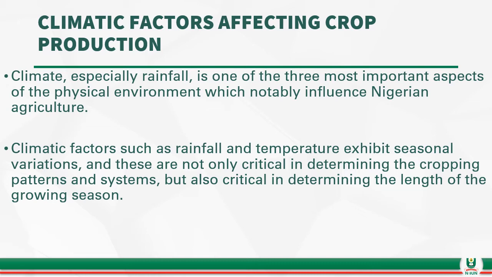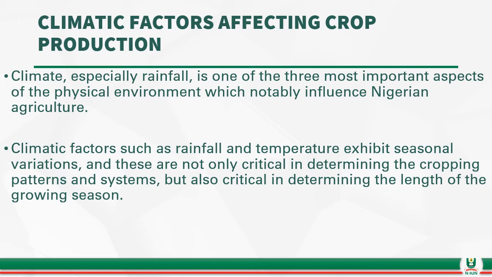So climate, especially rainfall, is one of the three most important aspects of the physical environment, which notably influence Nigerian agriculture, and climatic factors such as rainfall and temperature exhibit seasonal variation. Yes, they are usually seasonal. You have the wet season and the dry season here in Nigeria. Those are the basic seasons, the two major ones that we have.